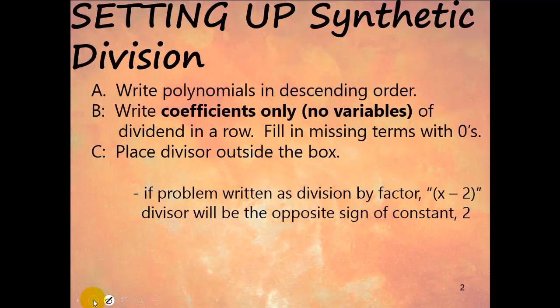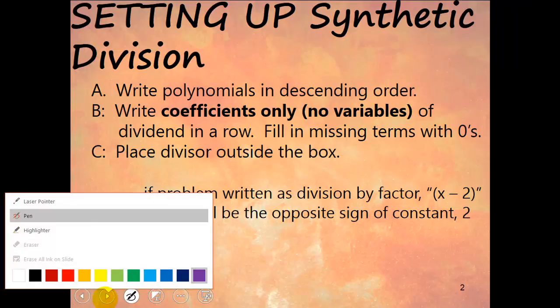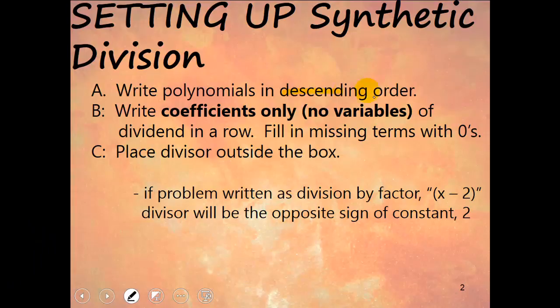Okay, setting up synthetic division: you want to make sure that your polynomial is in descending order. We're only going to have one variable, so it needs to be in descending order. You're going to want to fill in any missing terms with zeros, just like we did in long division. Then you take just the coefficients, let go of the variables, and write the coefficients in a row. Those are the coefficients of the dividend. That's the polynomial that we're actually dividing.